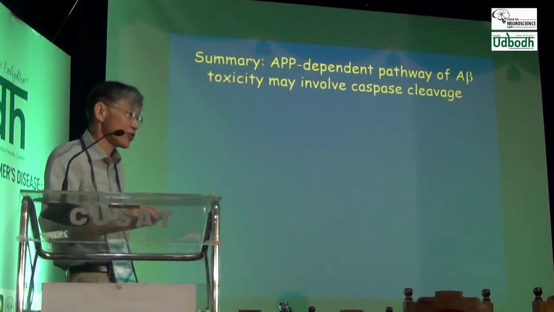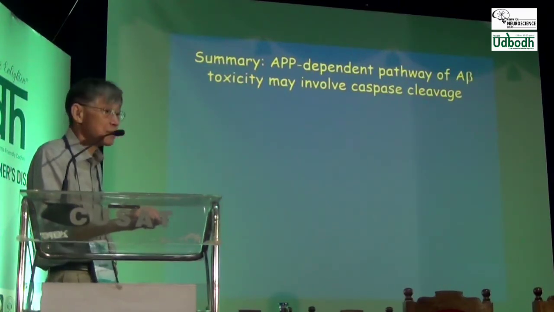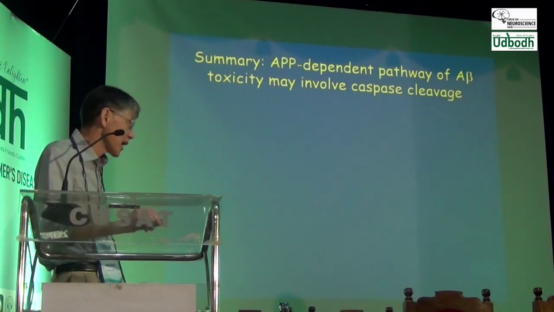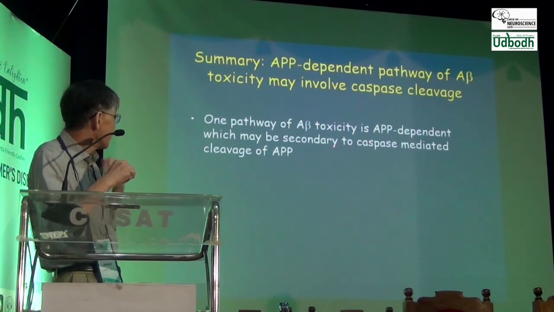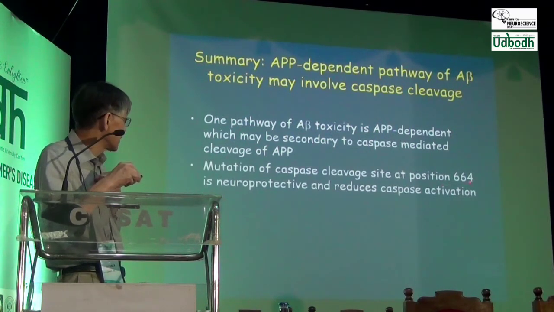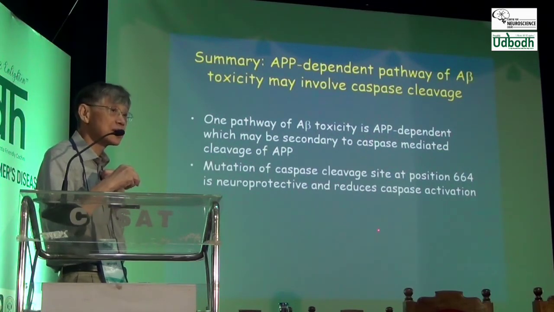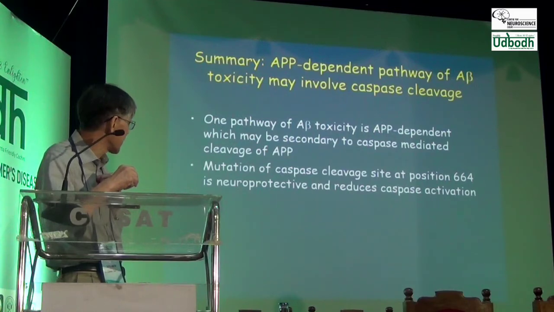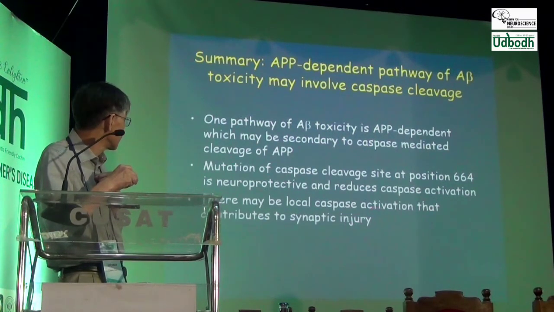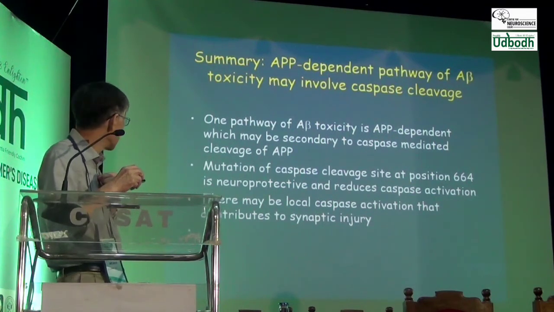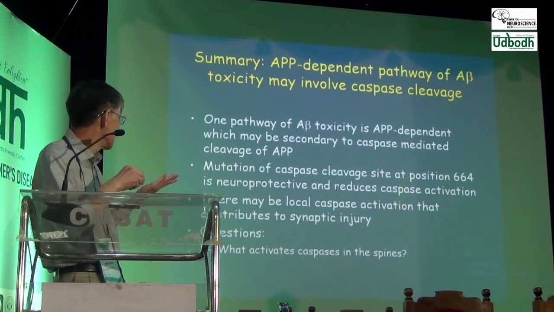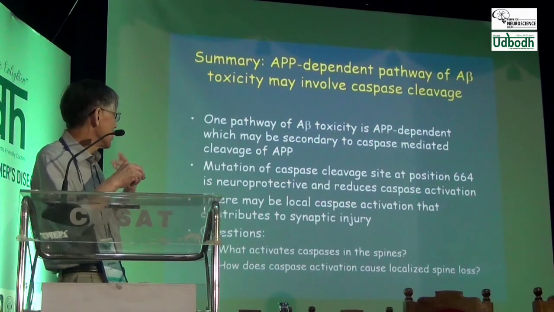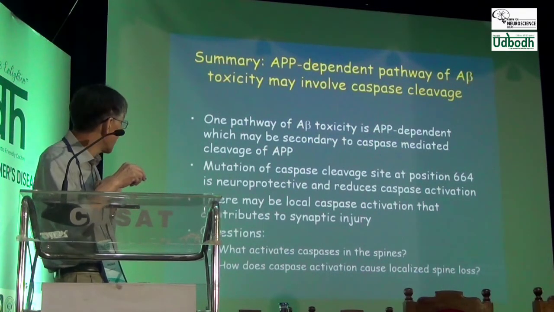So in summary, finishing my whole talk here, there's an APP-dependent pathway of A-beta toxicity that may involve caspase cleavage. One pathway of A-beta toxicity is APP-dependent, and may be secondary to caspase-mediated cleavage of APP. The mutation of the caspase cleavage site, at position 664, is neuroprotective, and it also reduces caspase activation. And there may be local caspase activation that contributes to synaptic injury. The questions that we have to tackle are: what activates the caspases in the spines? And finally, how does caspase activation itself cause the local spine loss?